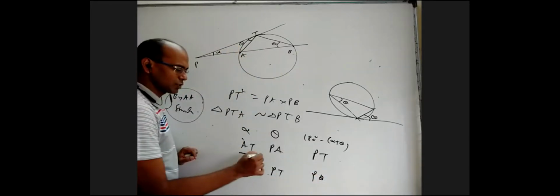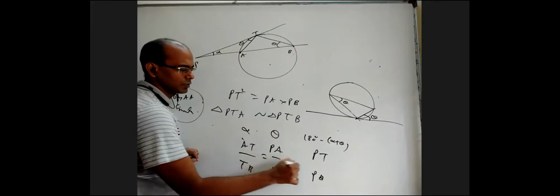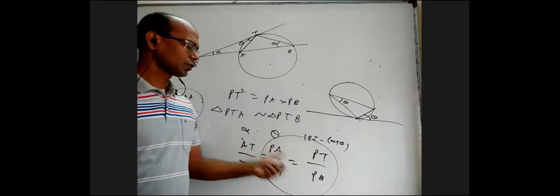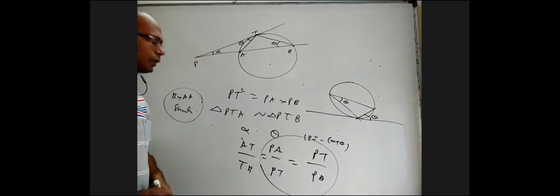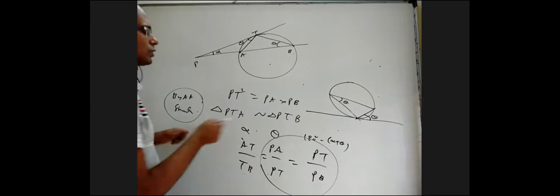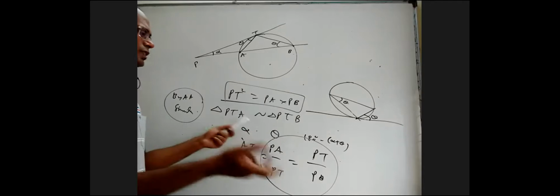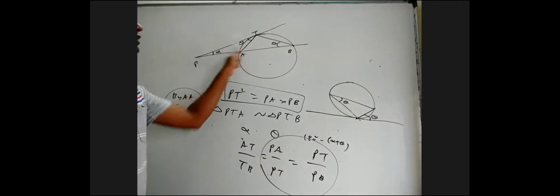Then this by this is the same as this by this, which is equal to this by this. If I take only this part, PT into PT, PT square is equal to PA into PB. So that's how we can prove this using pure geometry. Very simple. Just use similar triangles and we are able to prove PT square equals PA into PB.